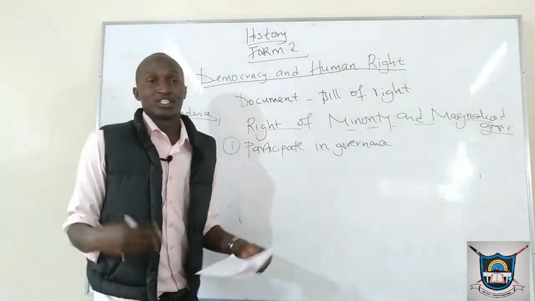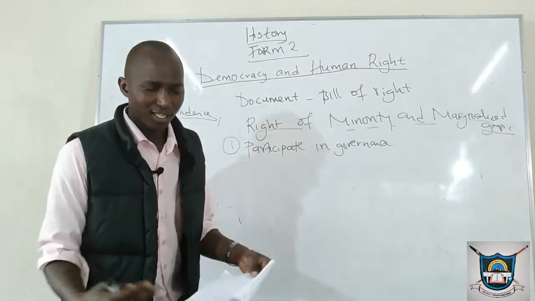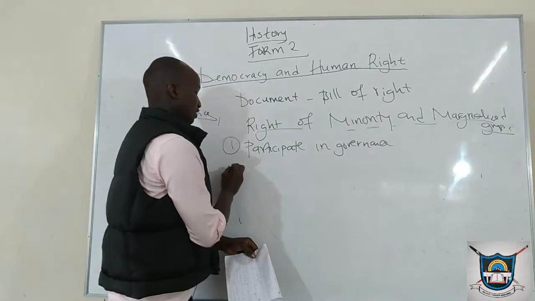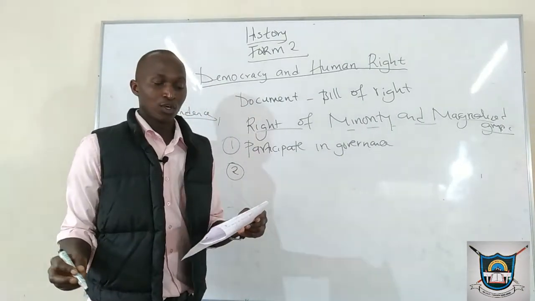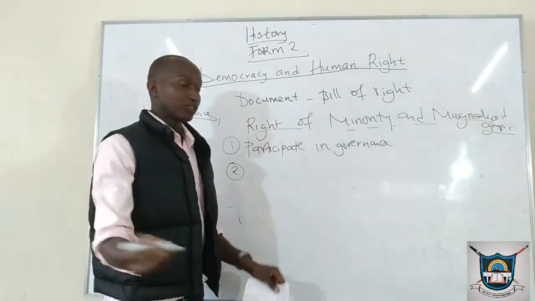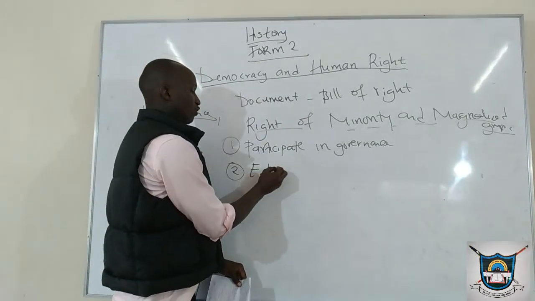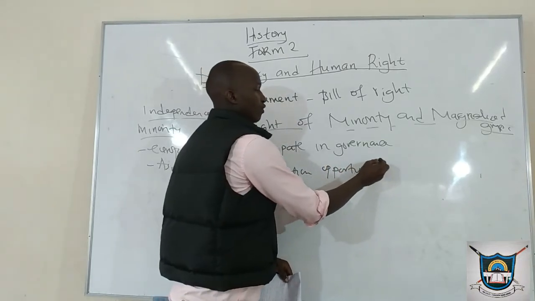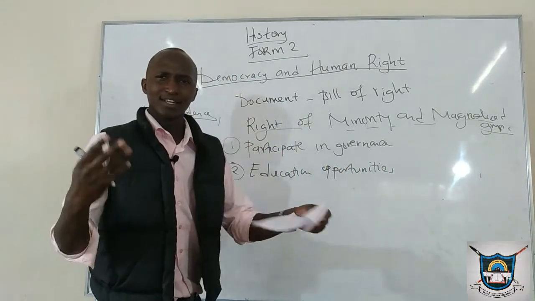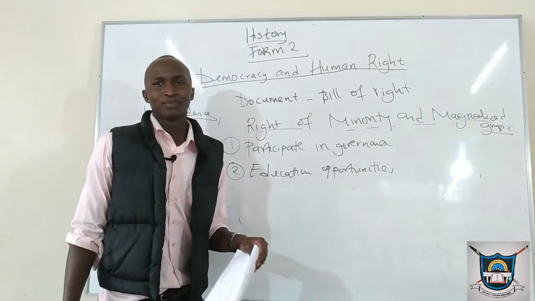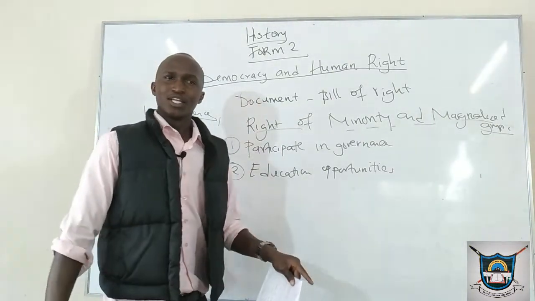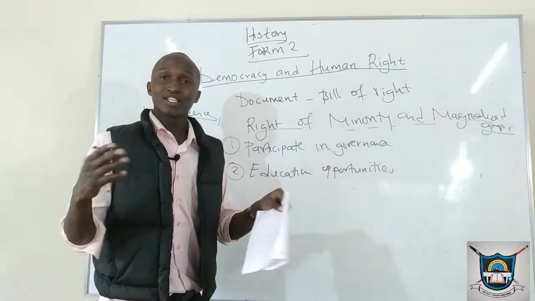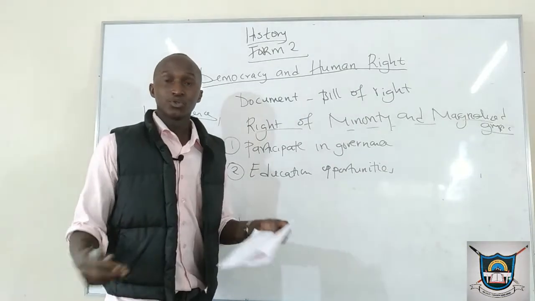You can also vote so that you can exercise your democratic rights. So you should participate in the governance of the country. Number 2, you should be provided with educational opportunities. In case there is civic education, they should come and teach you. Even going to school, you should attend because you have a right. However much you are disabled, you should go to school.